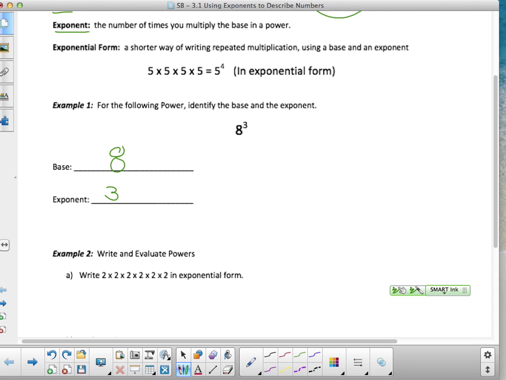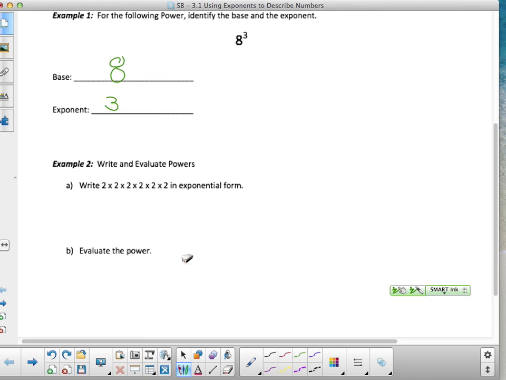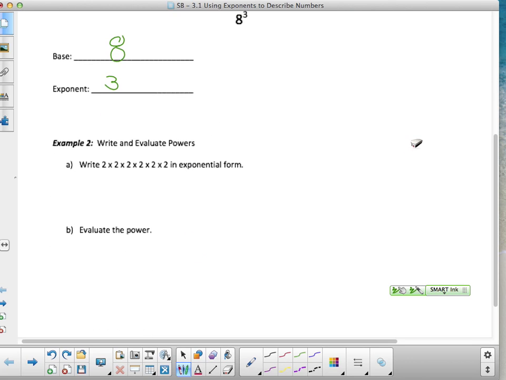Now go on to the next little part down at the bottom, example 2. I want you to write the following in exponential form. So the first thing we're going to do is count how many 2's are present. The 2 is going to be my base, and I have 2 times 2 times 2 times 2 times 2 times 2 times 2. How many are there? 1, 2, 3, 4, 5, 6. So therefore my exponent is 6.